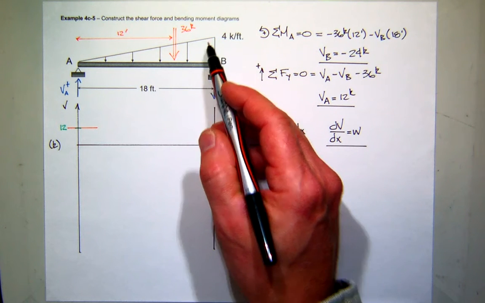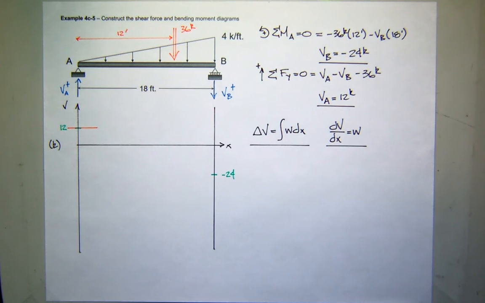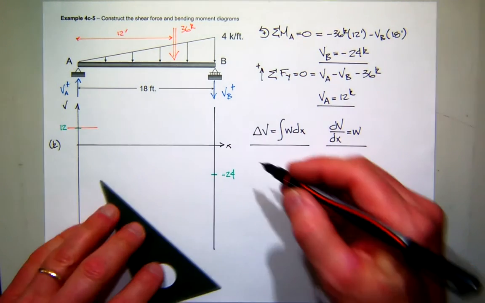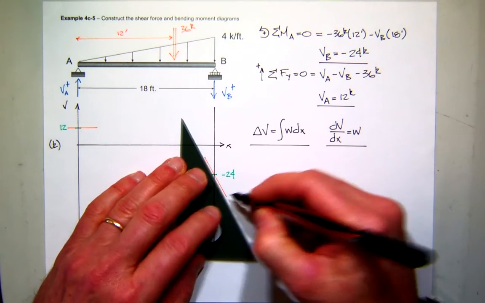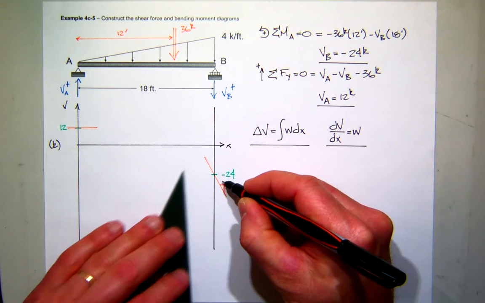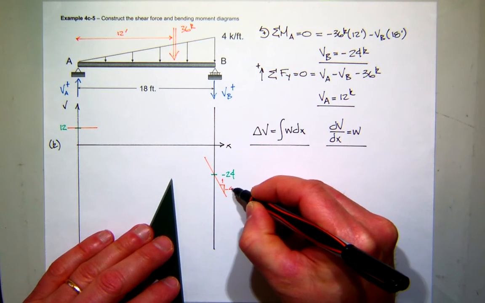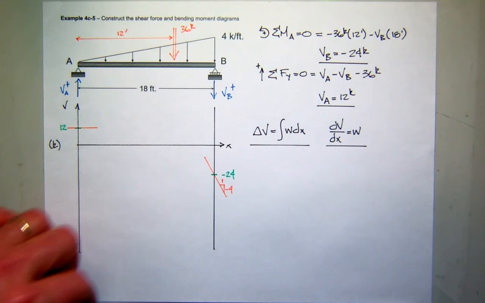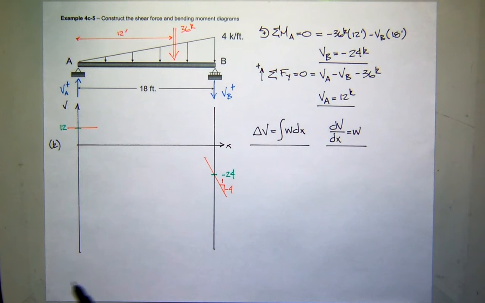And again, is that a positive slope or a negative slope? It's negative load, so it's negative slope. So in this case, if I actually looked at that, that would be a slope of minus 4 to 1. And now I can connect those spots.